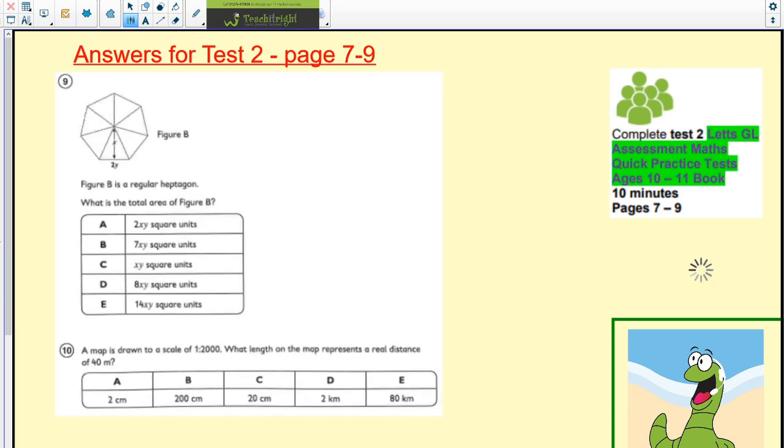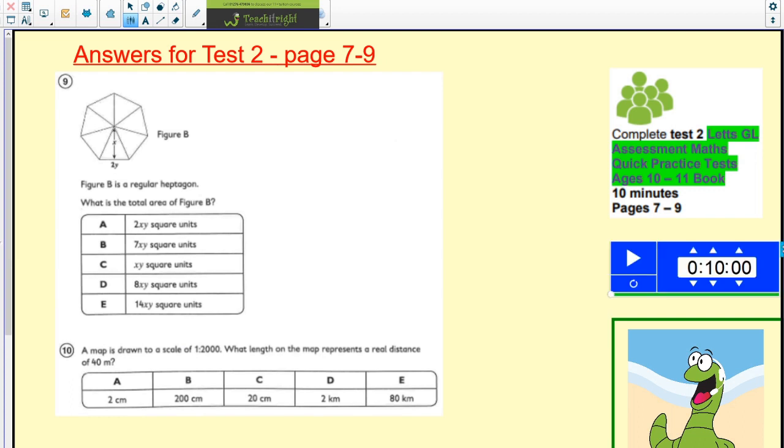Right, last one. 9 and 10. We've got question 9. Figure B is a regular heptagon, 7-sided shape. What is the total area of figure B? So it's going to be 2xy square units. Okay, great question. So what information have they given you? Let's pluck it out. They've given us a triangle. And they've given us the height of that triangle, which is h. And they've given you the base of that triangle, which is 2y.